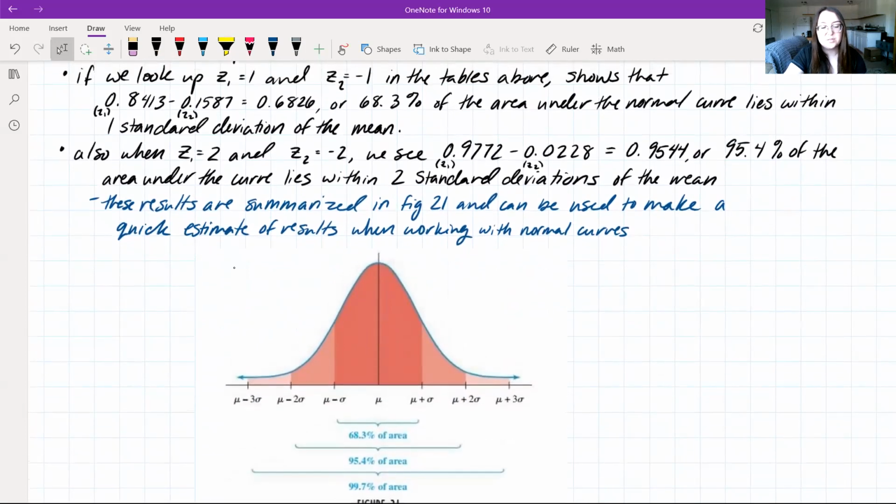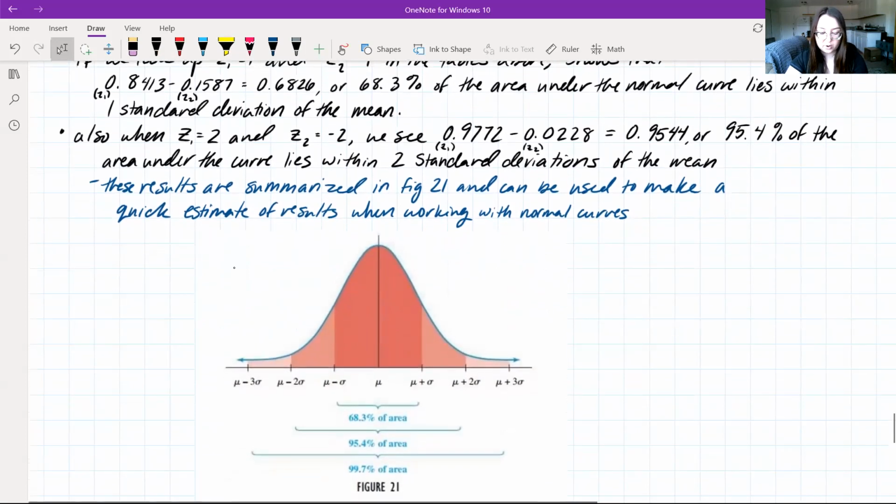We could also do this for three standard deviations. That would be z1 equal to 3 and z2 equal to -3. And we see that that gives us a value of 0.997, or 99.7%. So we could say that 99.7% of the area under the curve lies within three standard deviations. This is a general rule that we can come up with when we're working with our normal curves.